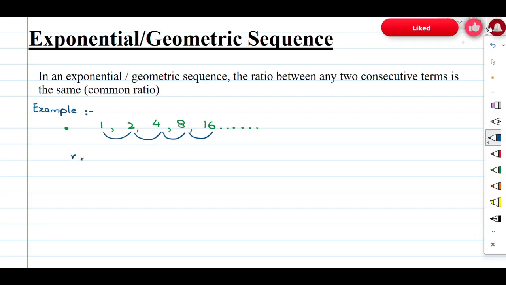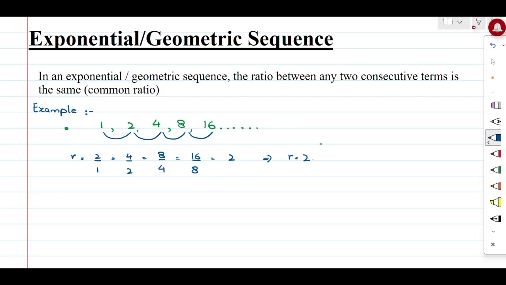So r is the common ratio, which is 2 by 1, and 4 by 2 is also 2 by 1, or 8 by 4, or 16 by 8, meaning the second term divided by the first term. So everything is equal to 2. So the common ratio in this geometric sequence or exponential sequence is 2. So we name the common ratio as r, right?